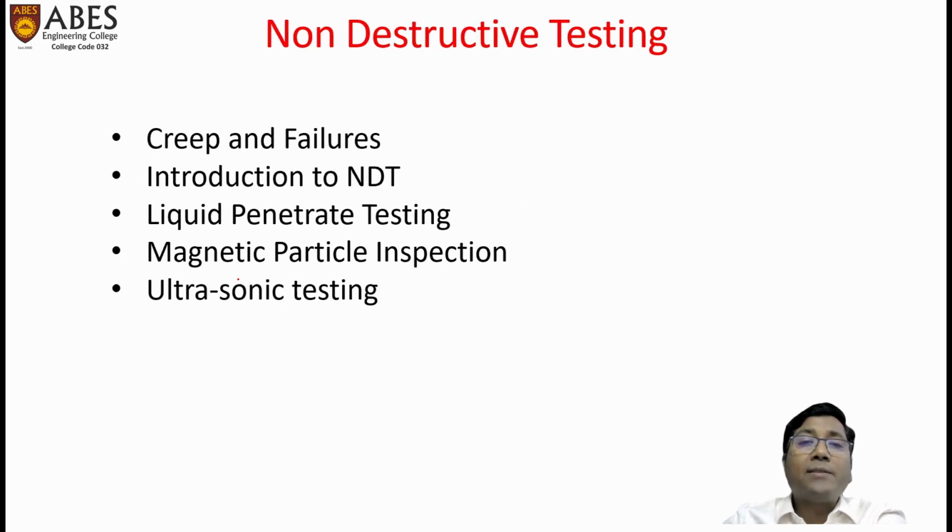The last unit, Unit 5, is based on creep and failures and non-destructive testing. The topics covered under this would be creep and failures, the mechanism of creep and the factors affecting it, and an introduction to non-destructive testing: what is non-destructive testing, how is it different from destructive tests, and what are the common non-destructive testing methods like visual testing, liquid penetrant testing, magnetic particle inspection, ultrasonic testing, radiography, eddy current testing, acoustic emission testing, X-ray diffraction, etc.